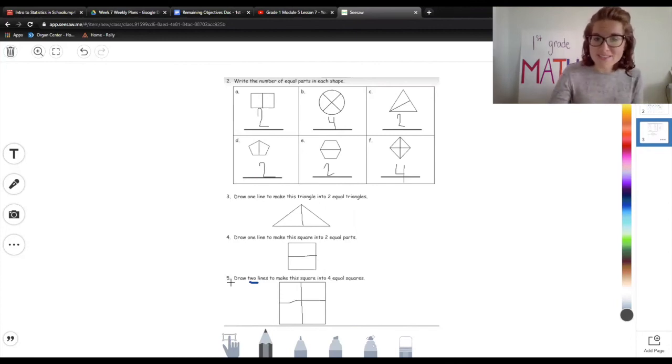Now for number 5, it said draw two lines to make this square into four equal parts. So you put a line through the top to bottom and a line left to right. Now it doesn't have to be perfect. Mine's not perfect. It's okay if yours isn't. Just try your best. I have one equal part here, one equal part here, one part here, and one part here. So I have four equal squares. I divided that shape.